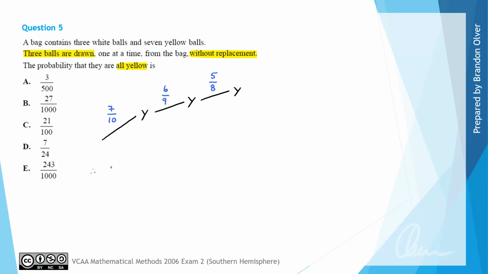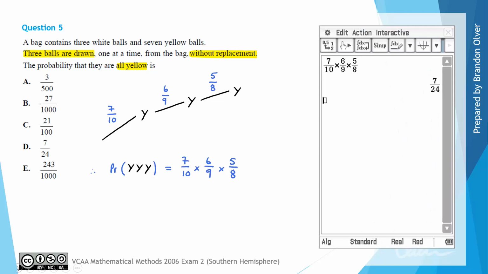So therefore, the probability that we get 3 yellow balls in a row, in other words, the probability of yellow, yellow, yellow, is going to equal 7 on 10 times 6 divided by 9 times 5 over 8. So when we have a tree diagram and we have a particular outcome, we can find the probability of that outcome just by multiplying along the branches. And this is the point where you could use a calculator to assist with that calculation. And putting it into a calculator, we can see that that is equal to 7 divided by 24. So that makes D the correct answer for question 5.